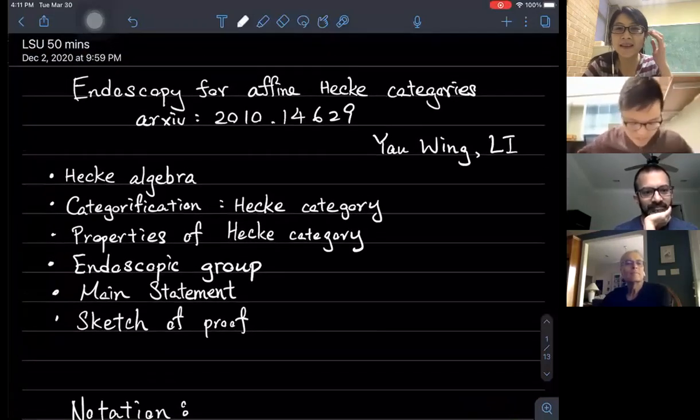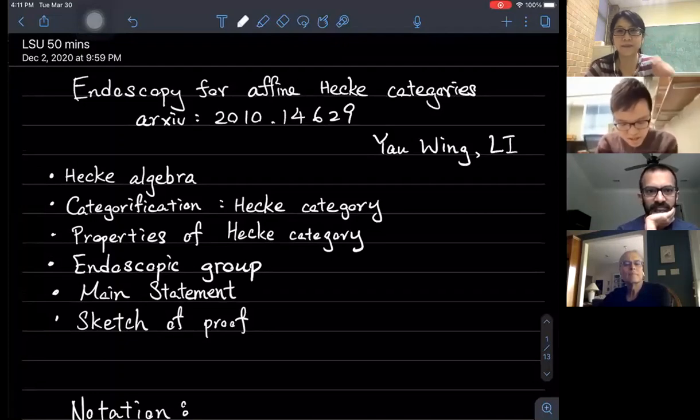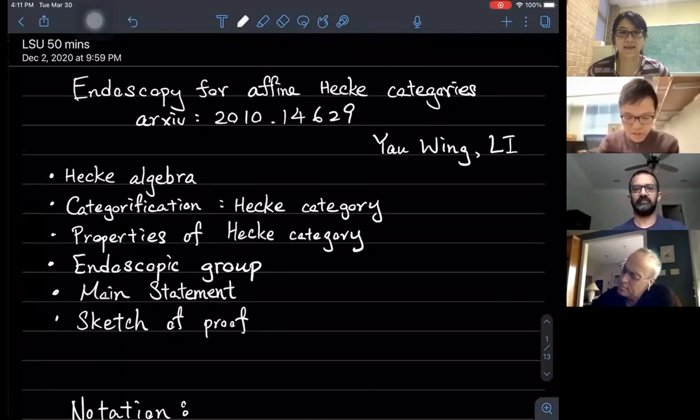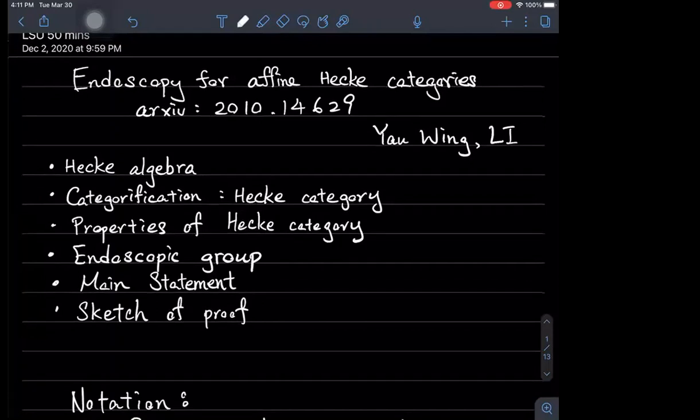Okay, my talk today is about endoscopy for Affine Hecke categories. A paper of the same name has been uploaded on the arXiv. The number is here. So here is my table of contents.